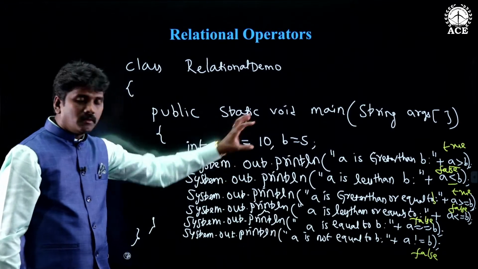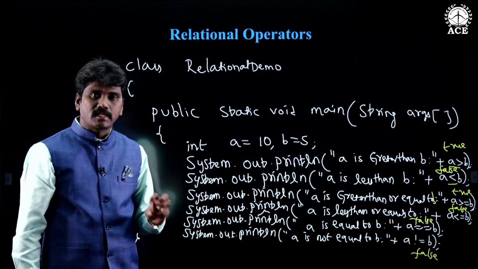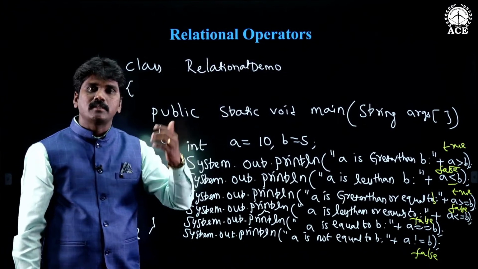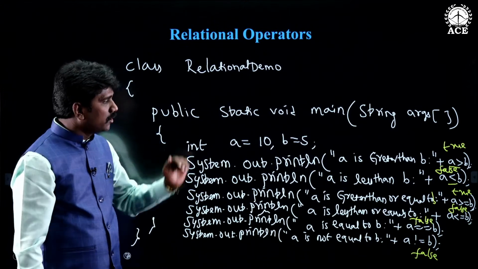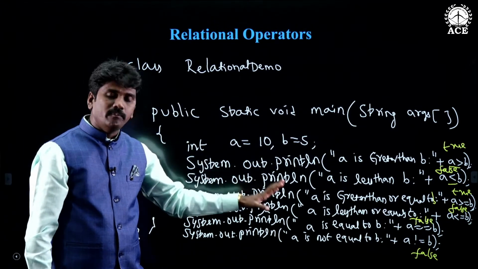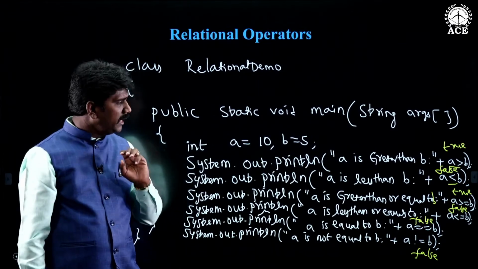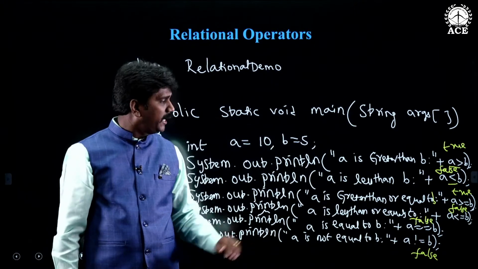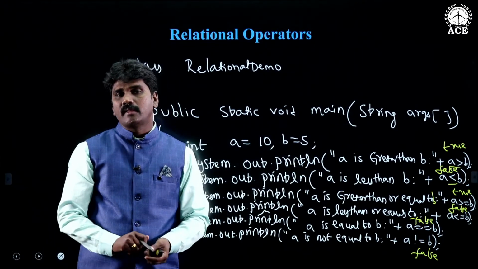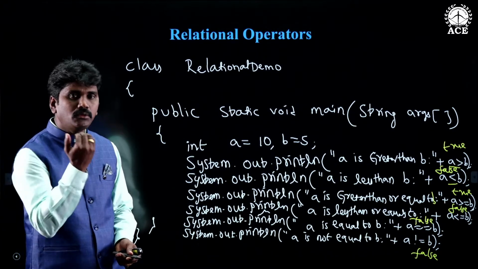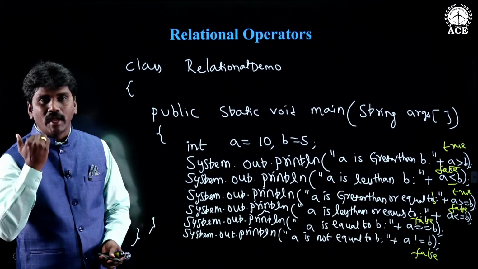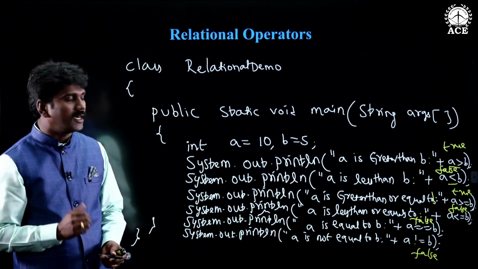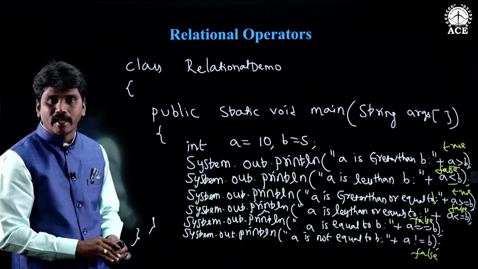So from this program, we can understand one point very clearly: the result of a relational operator is always going to be Boolean. Why I have written this program clearly is that in the remaining places also, it is going to play a major role. In the conditional statements also, we use it to check the condition, and while checking the condition, we need to know what value is going to be returned. To understand that, we have to know it very clearly. That's why I have written this.